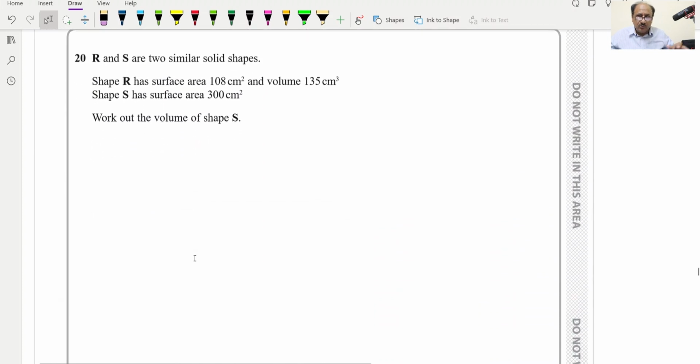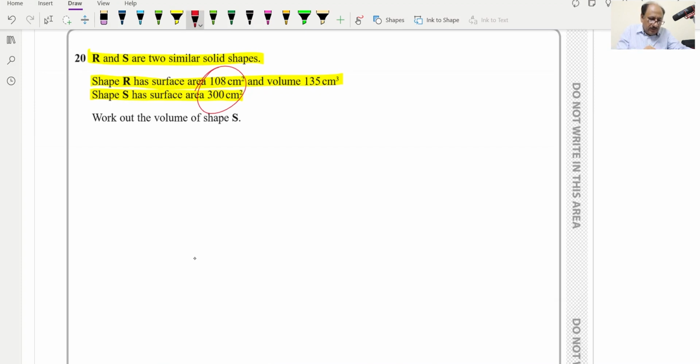Now question number 20. Question 20 says R and S are two similar solid shapes. So it is a similar shapes question. Shape R has a surface area of 108 and a volume provided, so the surface area and volume of shape R are given. Shape S has a surface area of 300. So we'll check the ratio of surface areas of shapes R and S.